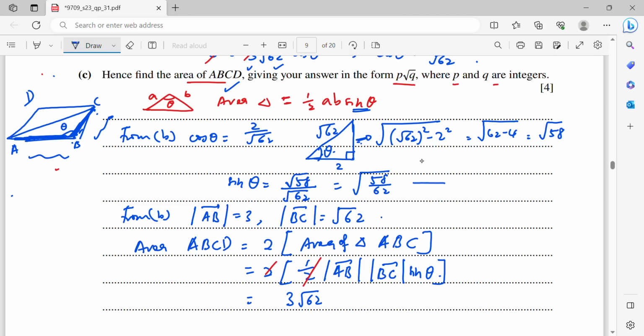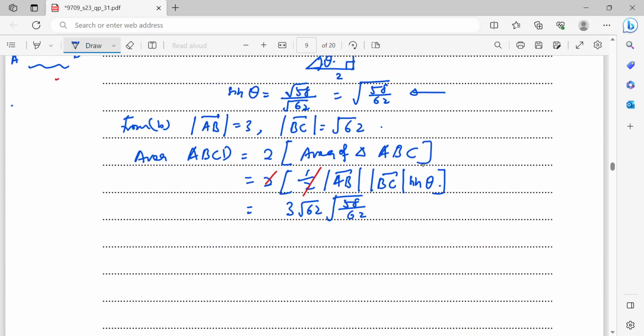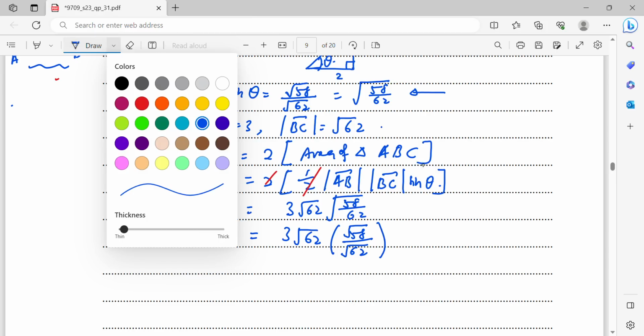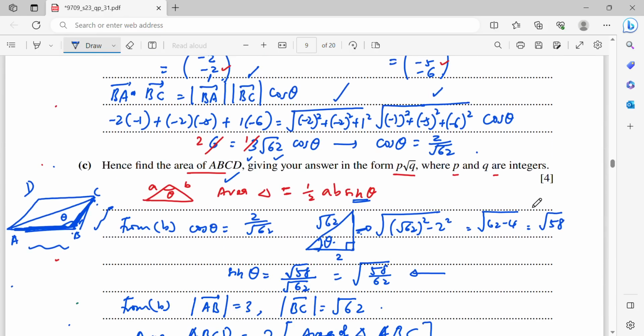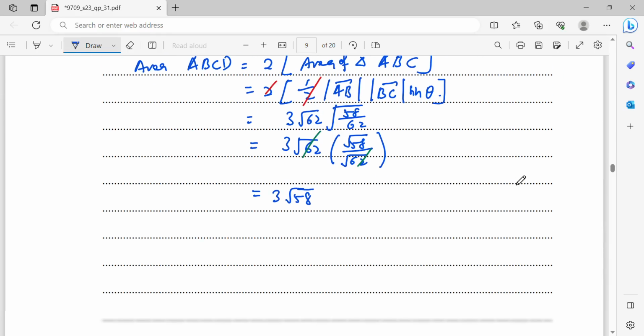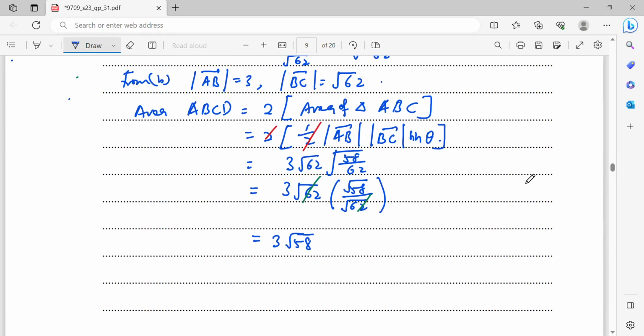And then the sine theta we have found here: square root of 58 over 62. Okay, so from here, it becomes 3 square root 62. Then instead of combining both square root, I will split it into two different square root now, so that you can see clearly. Okay, so the square root 62 will be cancelled off. So at last, I will get 3 square root 58. Alright, so that's why it's mentioned here. You need to leave your answer in P square root Q, where P and Q are integers. So this will be the simplest form of the answer.